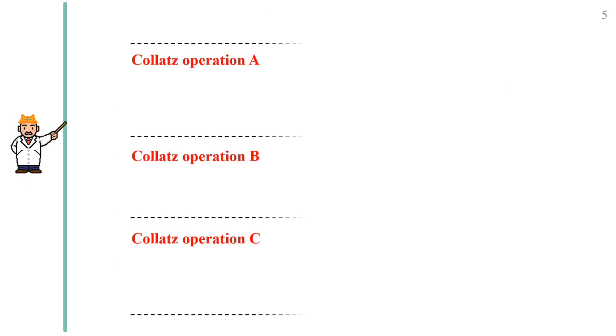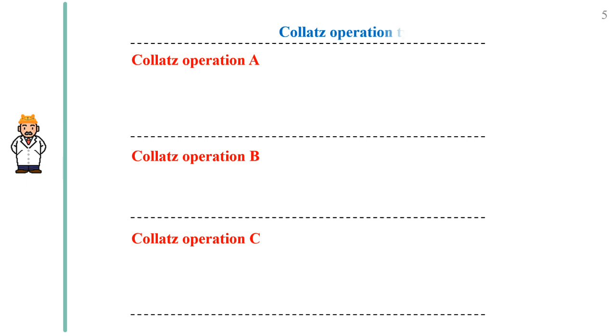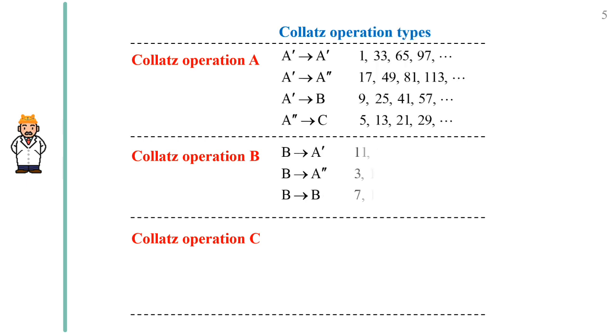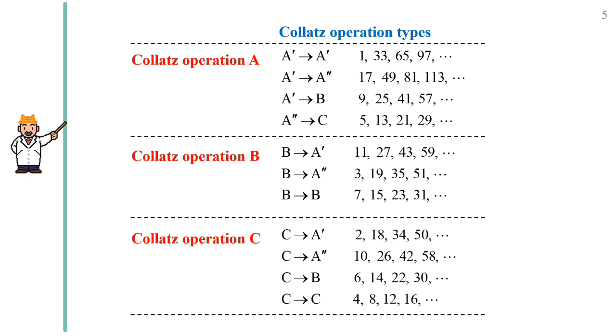Furthermore, each Collatz operation is classified into a Collatz operation type according to whether its final number is of type A, B, or C. Since high-quality odd numbers of type A are further divided into good quality odd numbers A prime and better quality odd numbers A double prime, the types of Collatz operation A are distinguished accordingly. A Collatz operation type is expressed by placing an arrow between the types of the natural numbers at the beginning and at the end of the calculation.